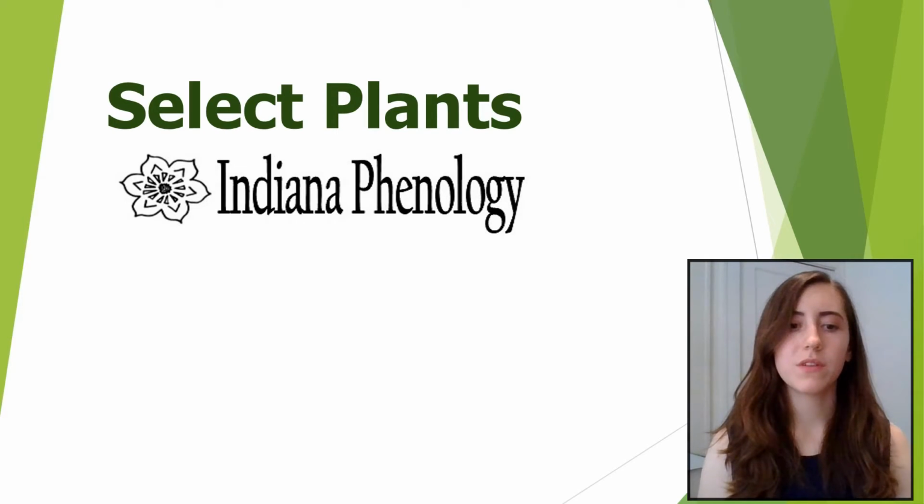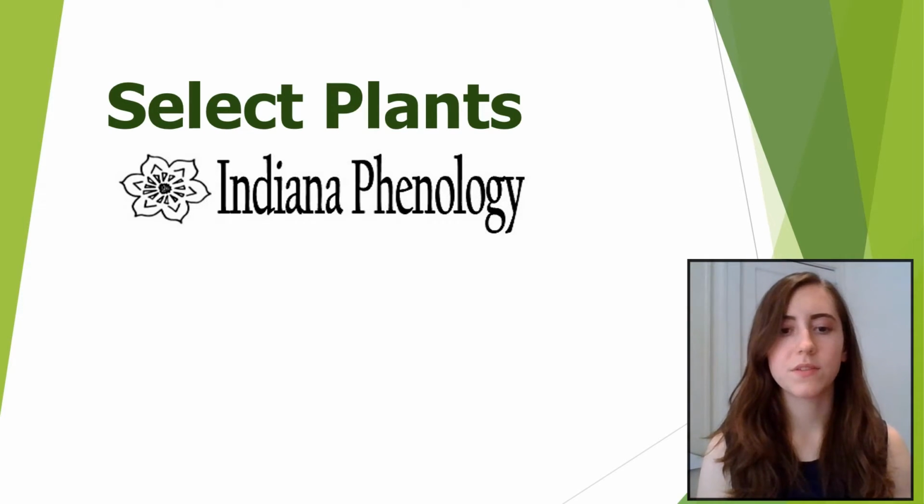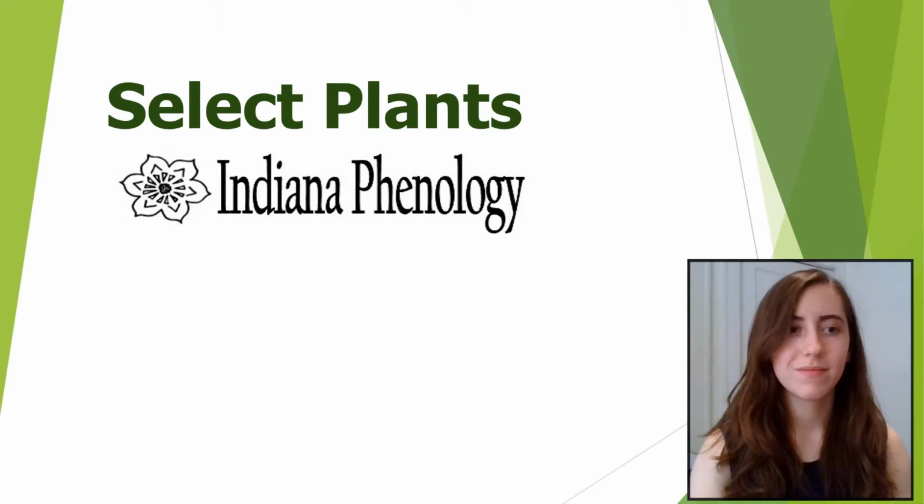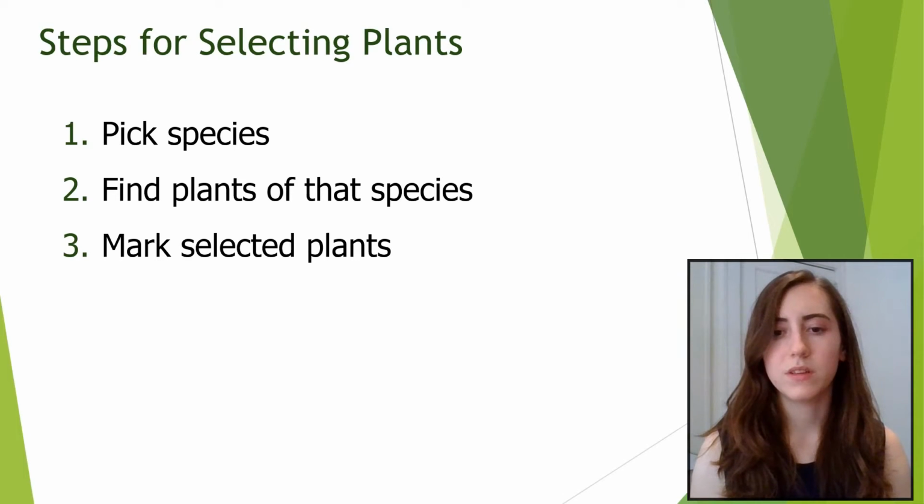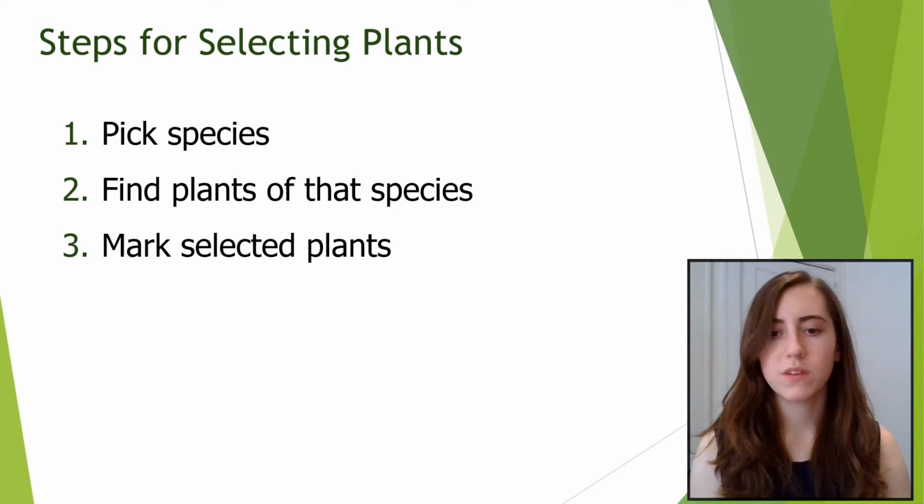In this video, we will talk about the process and guidelines for picking plants to observe, locating them on your site, and marking their locations. There are 3 steps to selecting plants. First, pick the species you want to observe from a list available on the Nature's Notebook website. Secondly, locate individual plants of those species that you picked on your site. Thirdly, put markers on the plants that you choose on your site so that you know where they are later.